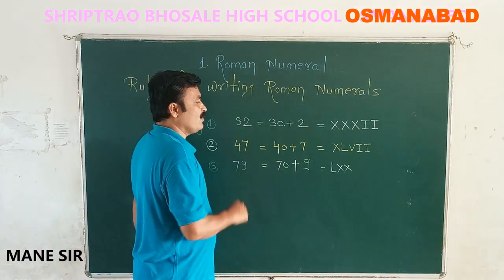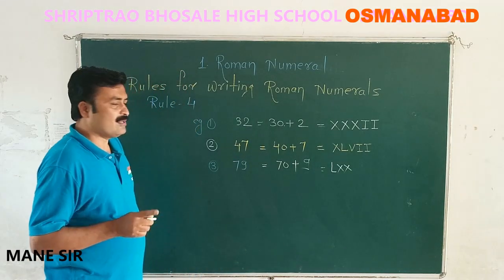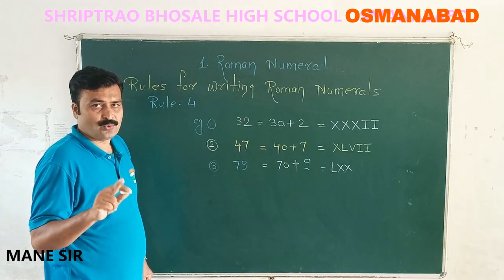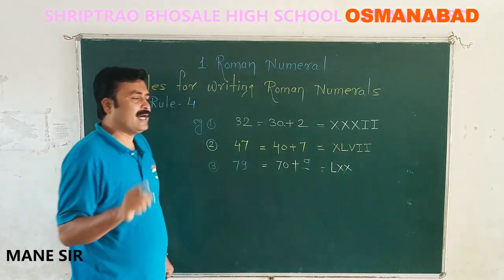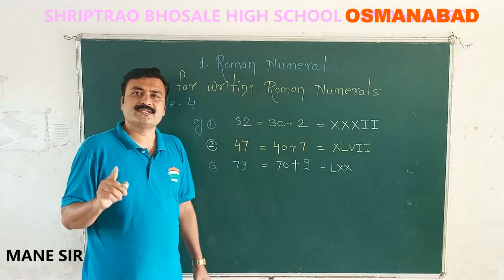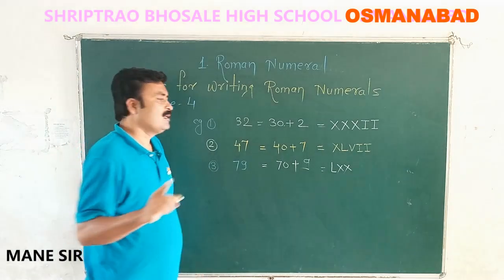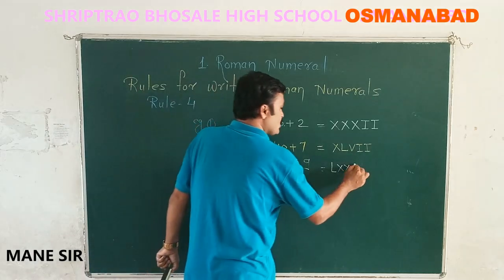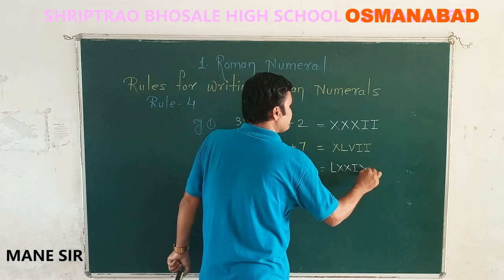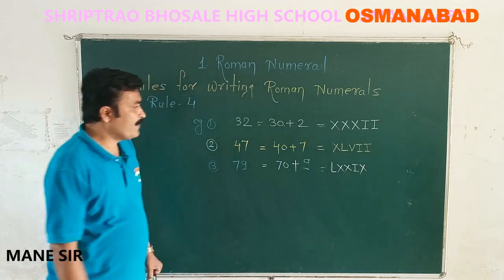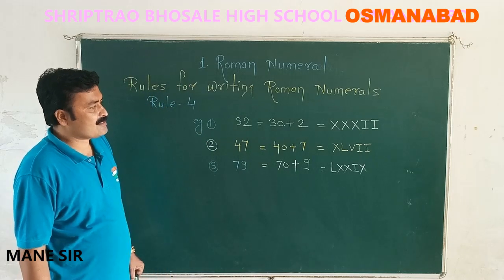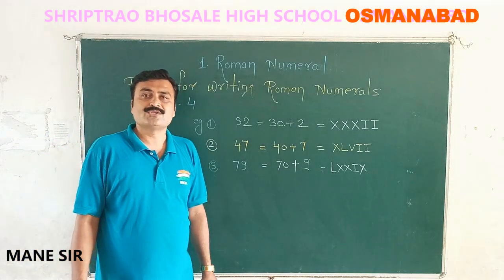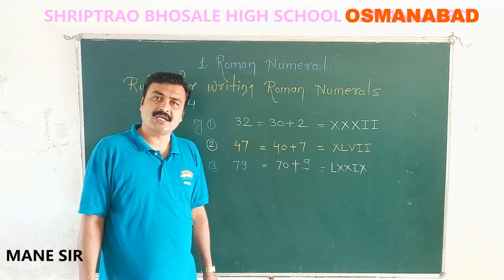Thereafter for 9 we again remind here rule number 2 of subtraction method. 9 we derive by using 10 minus 1. 10 minus 1, that means IX. So we write IX in front of this. So LXXIX, it represents international number 79.